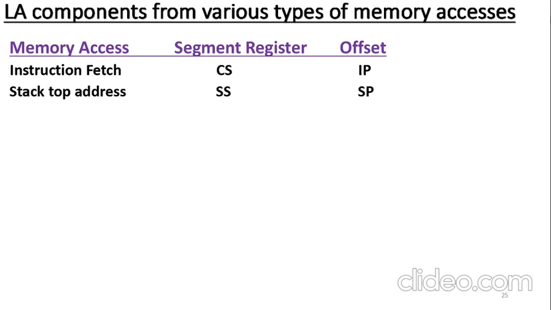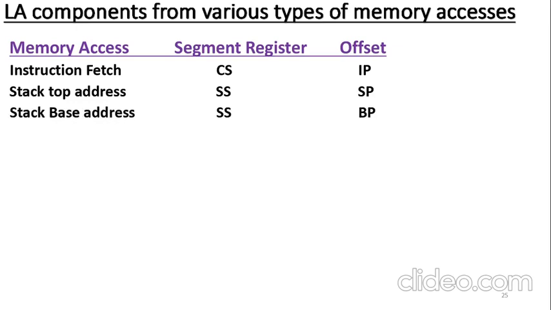Next will be the stack top address. During push and pop, the stack top address is required. The segment register will be the stack segment and the offset will be given by the stack pointer. These two are used for generation of the 20 bits of physical address, and this address is nothing but the stack top address.